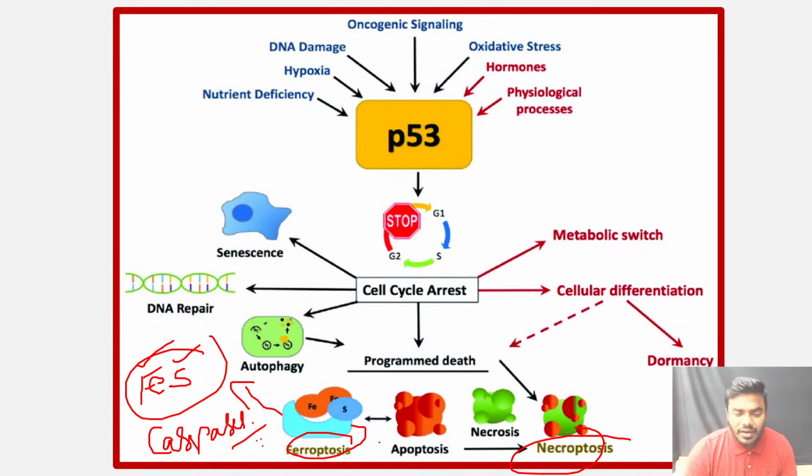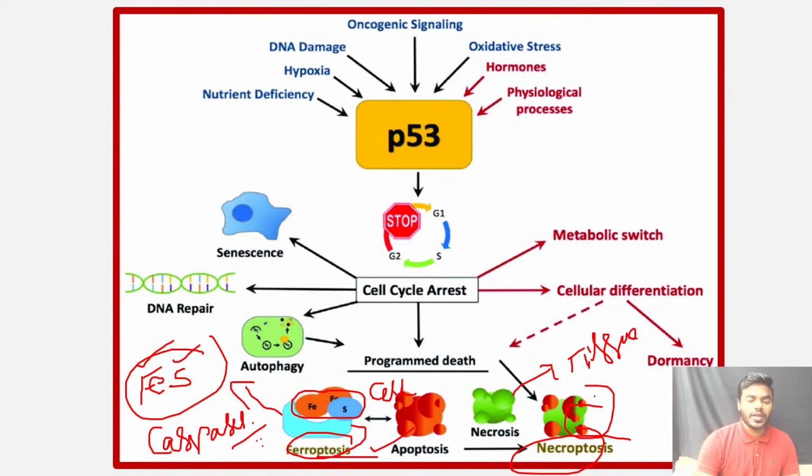Same. See, apoptosis is cell death. Necrosis is what, friends? Tissue death. That's all. And we are calling it ferroptosis. Here there is involvement of the iron and sulfur proteins.